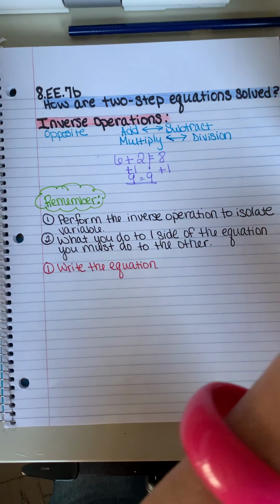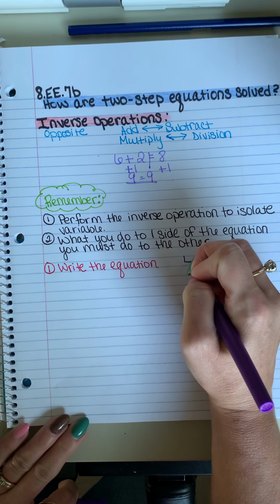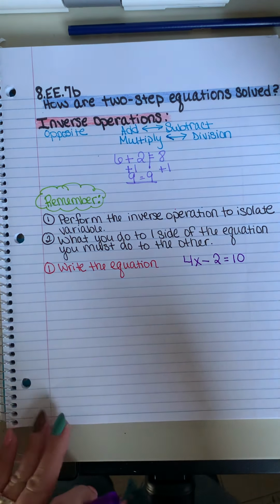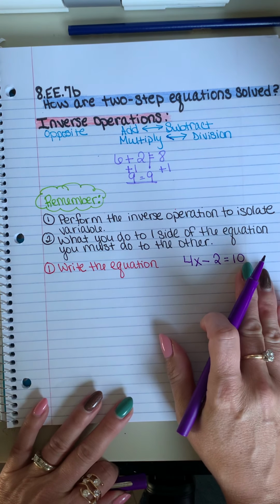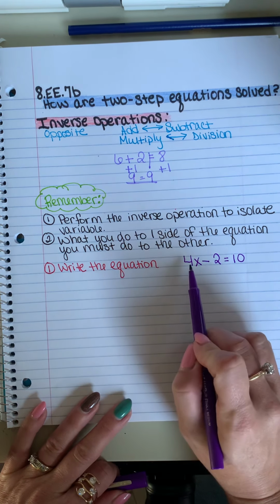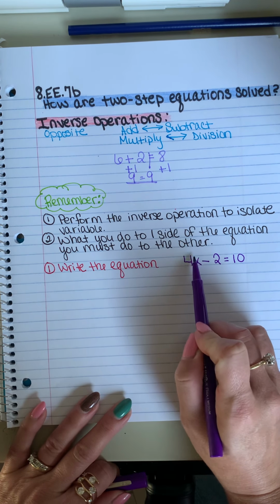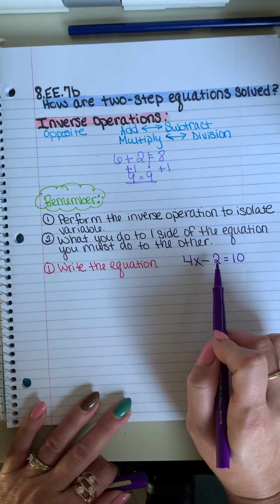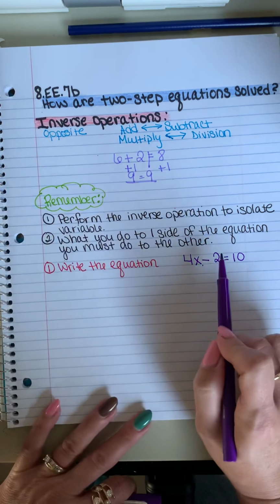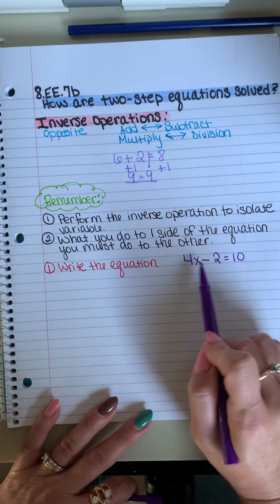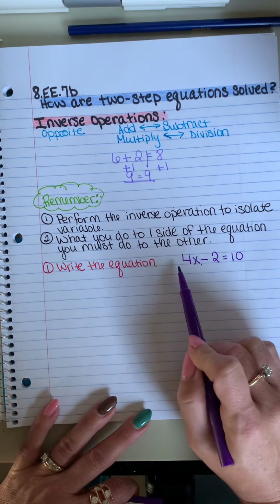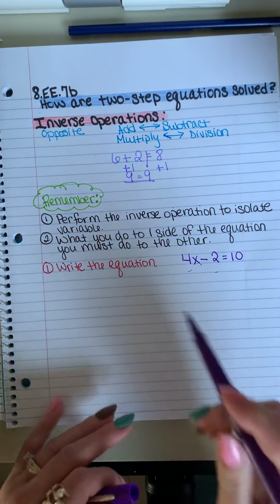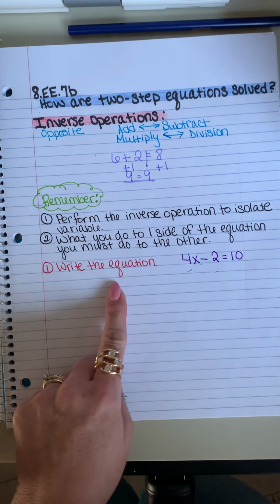Let's take the equation 4x minus 2 equals 10. This is called a two-step equation because there are two things being done to the variable x. I am multiplying the variable x by 4, and I am subtracting 2. I need to solve for x so that this equation would be true, that 4x minus 2 would equal 10. I'm trying to find the value of x that would make that true. So start off by writing the equation.